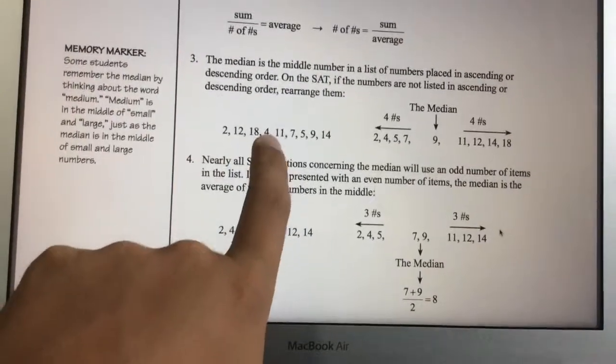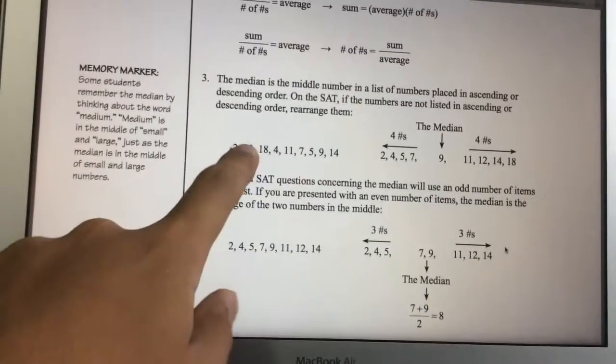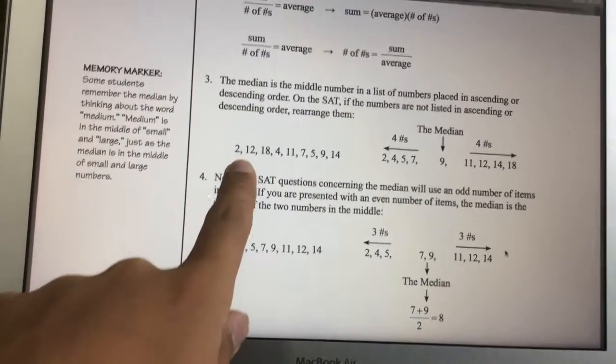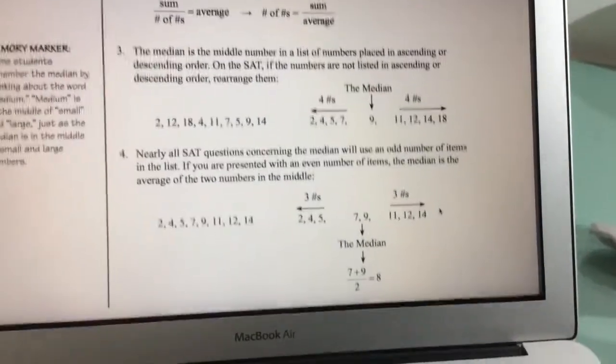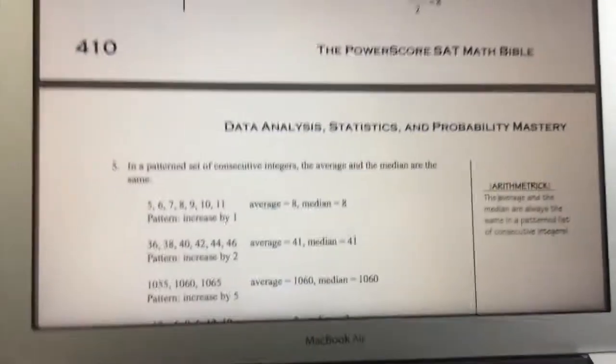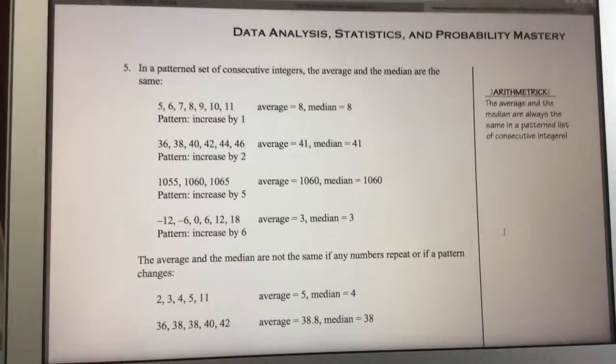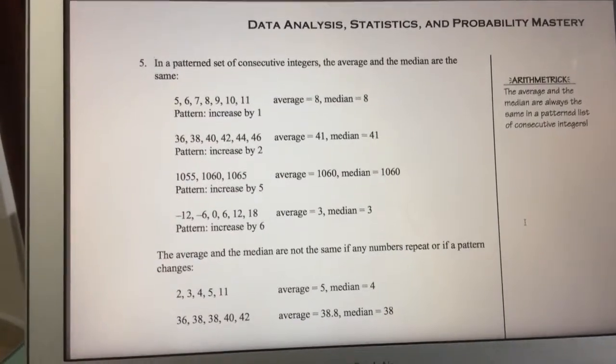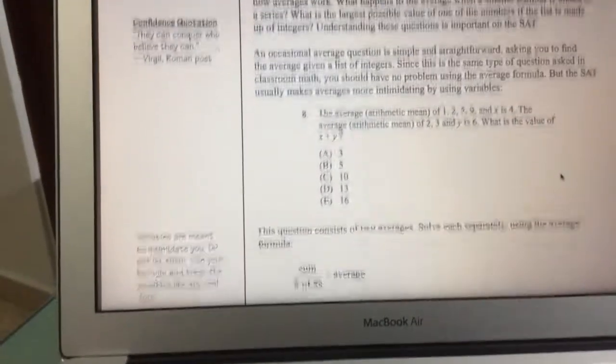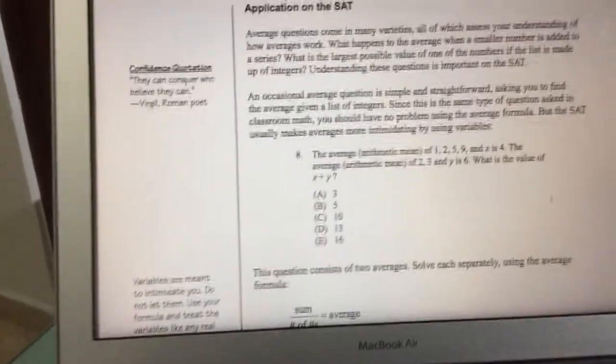This would be the right answer only if you didn't organize the numbers, but you need to organize the numbers from the smallest to the largest. So this is a common mistake that most of you commit, especially those that don't study. Okay, any pattern? No, guys, this is not going to appear in the SAT. Application in the SAT. Let me look at this.